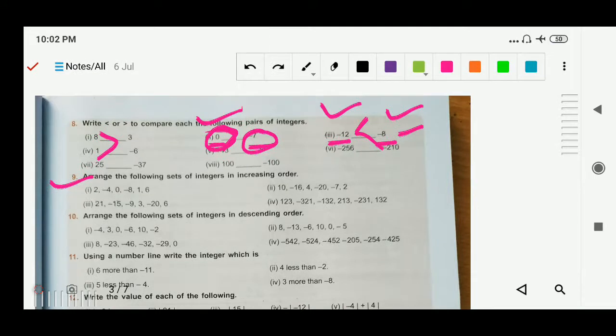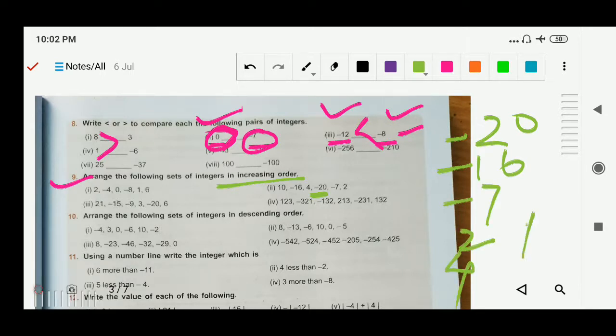Here we will solve to arrange the integers in increasing order. So you can see here is minus 20, because it is the leftmost, so this will come first. Then you can check, it is possible minus 16, then who will come? Minus 7, then 2, then 4, and the biggest one is 10. Okay, so this is your increasing order. Likewise you can do question number 10 also.